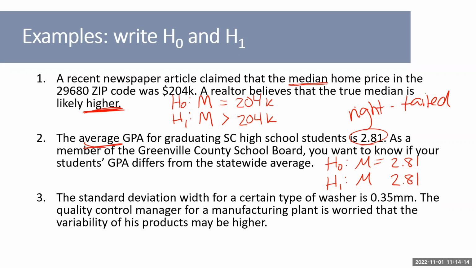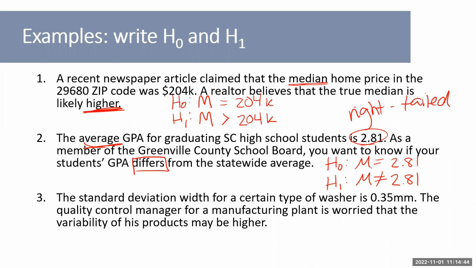Now, don't put yourself in these shoes and say, what do you want to see? Read the problem and let the problem do the work for you. You want to know if your student's GPA differs from the statewide average. Differs is simply not equal to, because it's not saying that you're checking, you hope that they're higher, right? But you still need to know if they're lower. You're just curious if it's actually 2.81 or if it's different than that. So you're going to use not equal to.